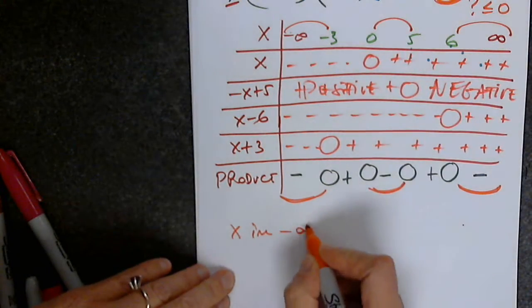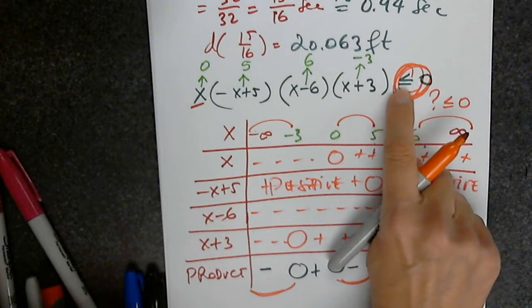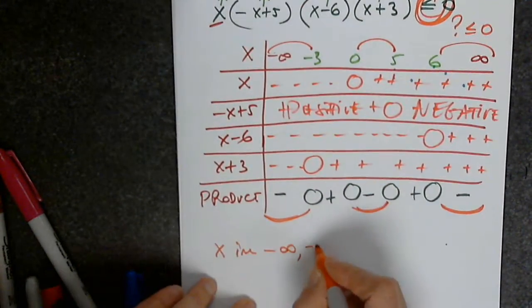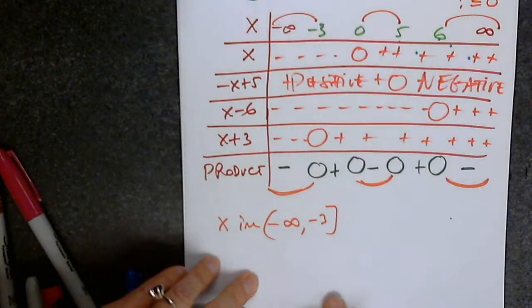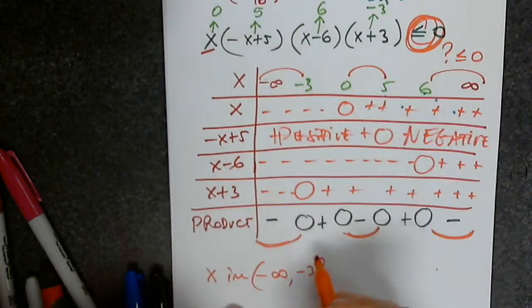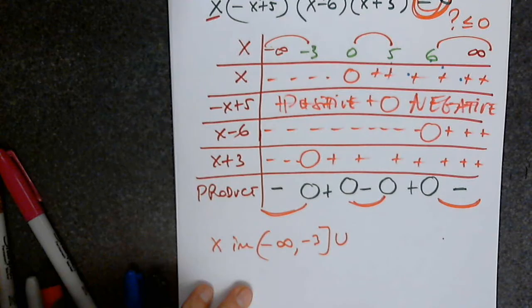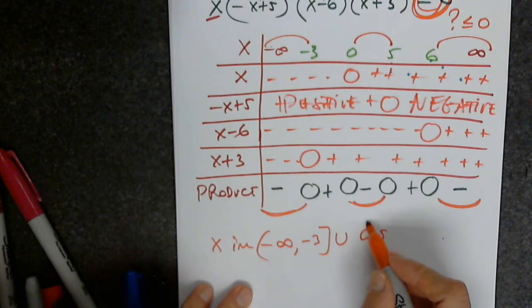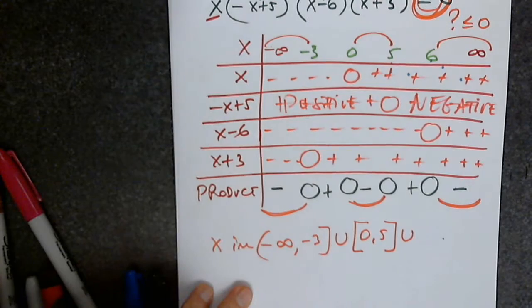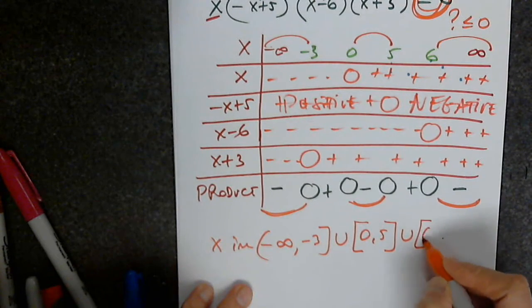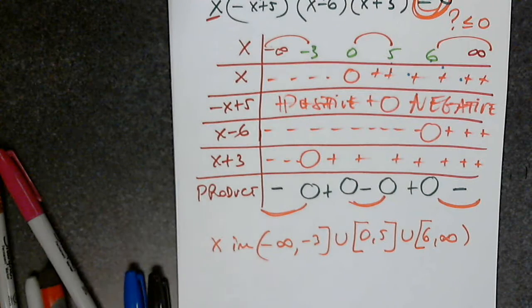Correct? Yes. Hold on for a second, because the inequality symbol has the equal symbol. I will close at -3. A bracket, in other words. If I did not have the equal symbol, I would have left it as a parenthesis. At -3. Union what? 0 to 5. Both with brackets. And union again, bracket 6 to infinity. That's it. Any questions? Okay.